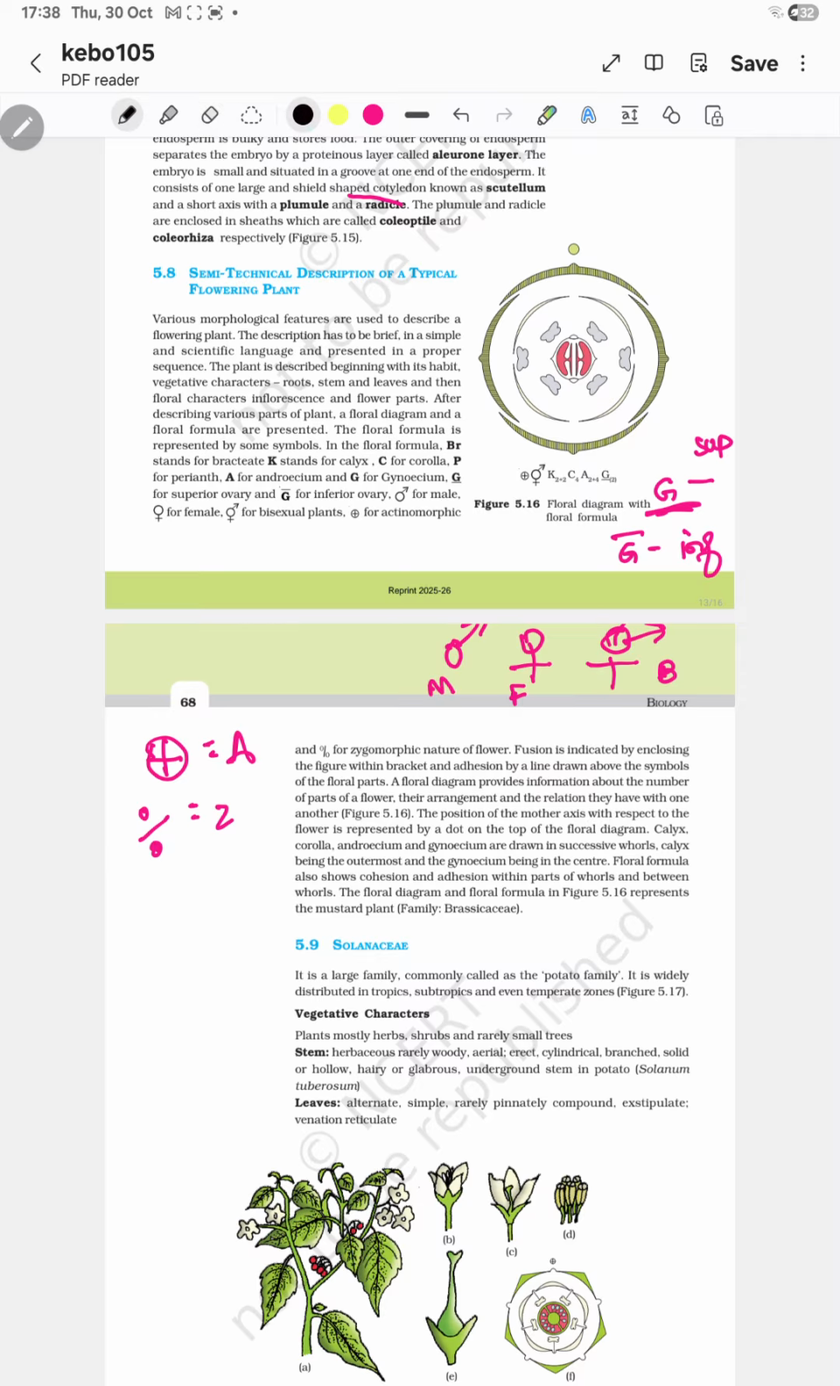So it has, I will be telling, it is actinomorphic, it is bisexual, it has 4 petals, 2 free bundles, 2 plus 2. That is 2, in one bundle there is 2 sepals, another bundle 2 sepals, 2 plus 4 bundle of androecium, and it has a superior ovary with 2 gynoeciums.